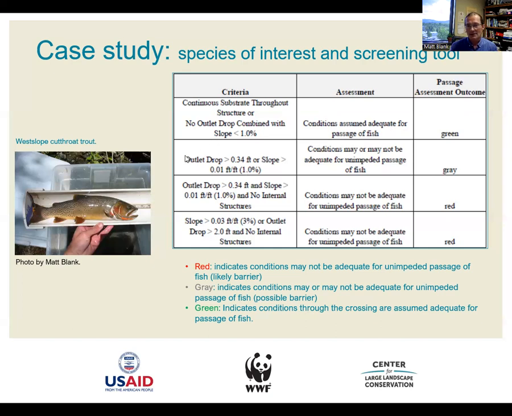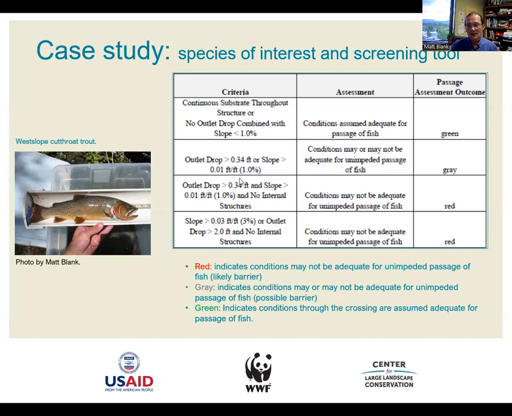The second criteria or level we have is where the structure's outlet drop was greater than 0.34 feet, or the slope is over 1%. That ends up identifying potential concerns in that structure. And so we identified that as a may or may not be adequate for unimpeded passage. We really don't know. It's probably providing some passage. The degree to which it's providing that passage we don't understand necessarily that well. We give that a yellow grade.